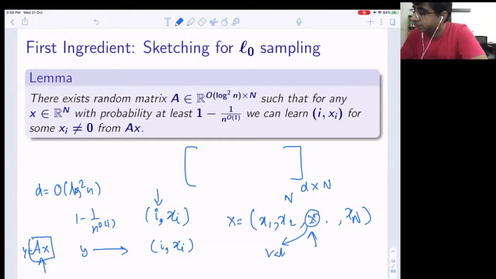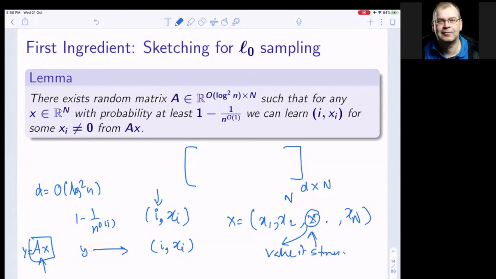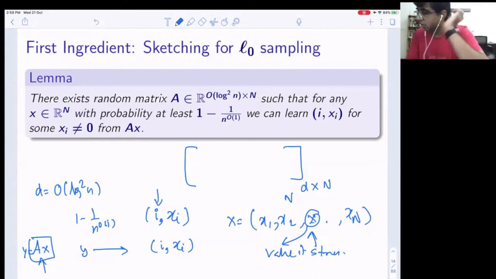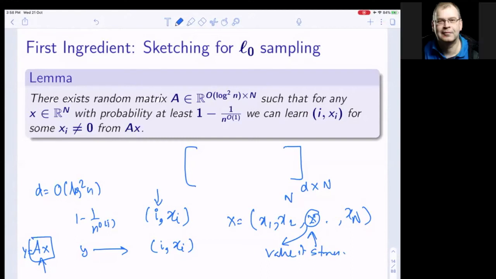Saket, a question. Yes. So this i, the coordinate, and i, the index of the vector, that's the same i? Yeah, I didn't get your question. So you learn the i of xi, or you can learn the i of xj?